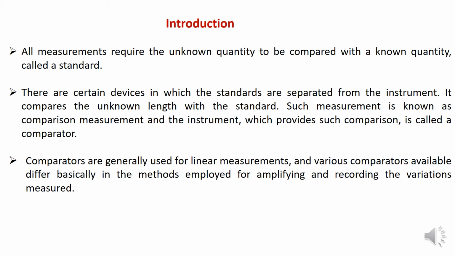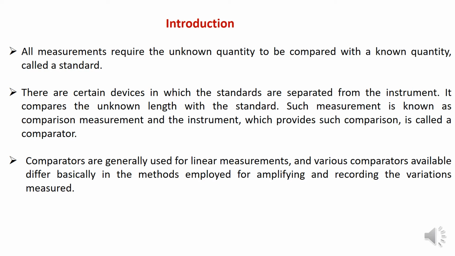So to measure an unknown quantity, we compare that quantity with a standard one, and then we decide the value of that unknown quantity. There are certain devices in which the standards are separated from the instrument. It compares the unknown length with the standard. Such measurement is known as comparison measurement, and the instrument which provides such comparison is called a comparator.